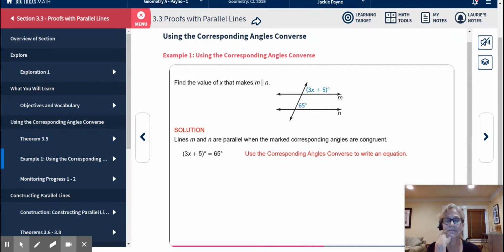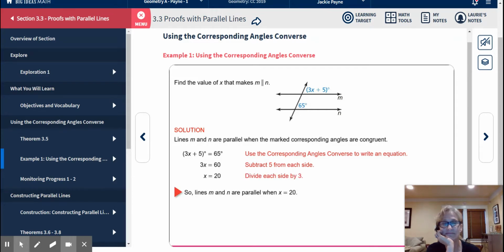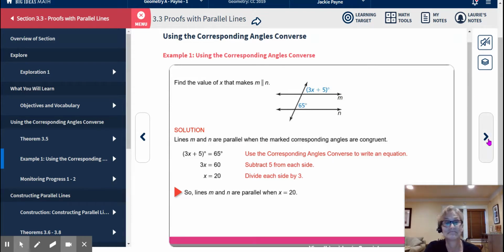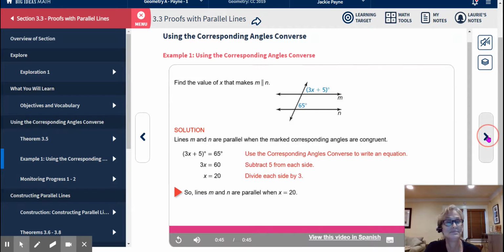To solve for x, first subtract 5 from each side of the equation. This gives you 3x equals 60. Then divide each side of the equation by 3. This gives you x equals 20. So lines M and N are parallel when x equals 20. Very straightforward.